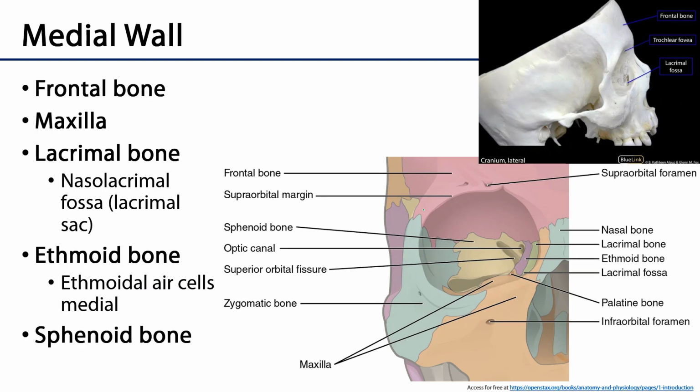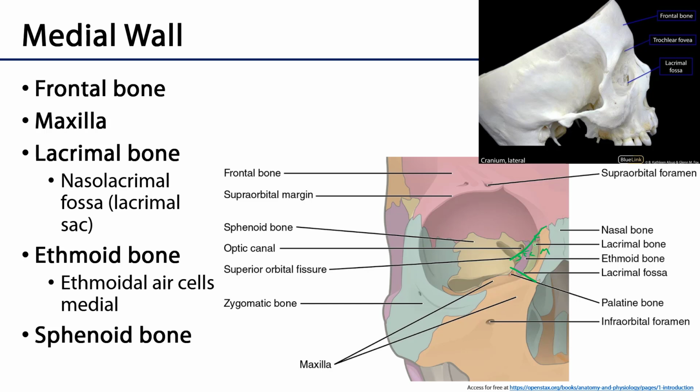And that leaves the medial wall, which happens to have probably the greatest contribution of different bone to the orbit. The superior portion is the frontal bone, and that's a small contribution. And then inferiorly, from most anterior to most posterior, we have the maxilla. Then we have the lacrimal bone. Then we have the ethmoid. And then we have a little bit of the sphenoid bone.